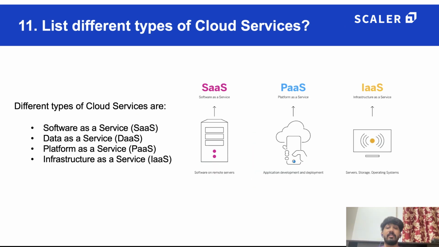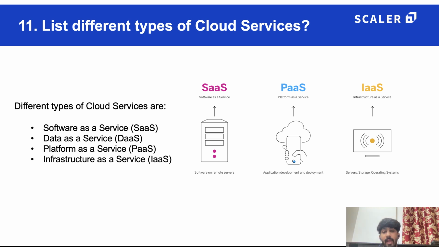Okay, next is list different types of cloud services. This is a pretty straightforward question, and mostly it's a basic question. That's why this question has come up. So software as a service, platform as a service, infrastructure as a service. These are the three essential ones.